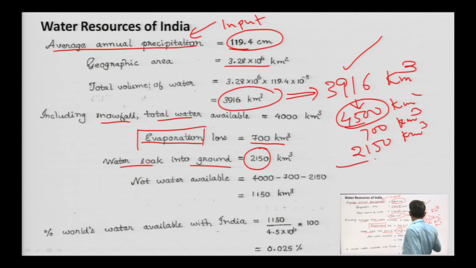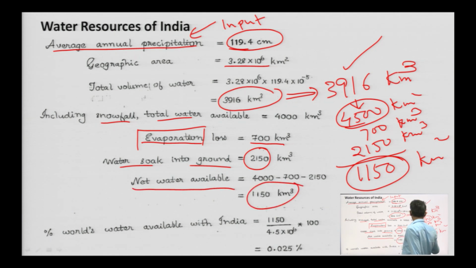Okay. So, the net water available is how much? The net water available is only 1150 kilometer square. The net available water is only 1150, right. So, out of the total 4000, we have this much part of the water. And if we compare the percentage of water available within India, then it will be how much?